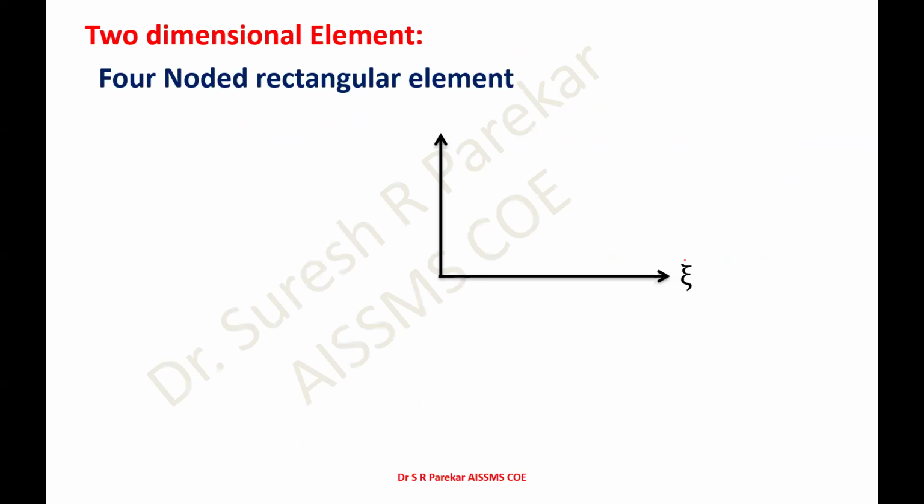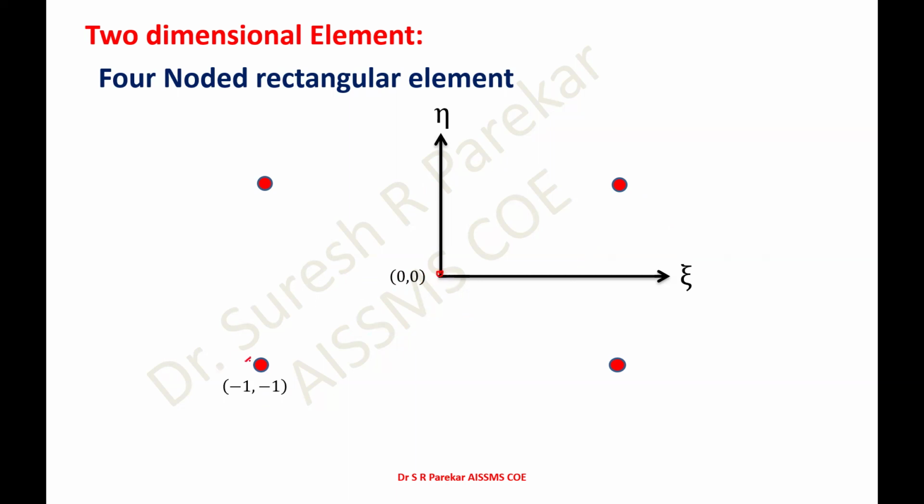Now in this, we are going to consider the zeta and eta axes. So we are considering four nodes. We have the origin at this point, that is 0, 0. Then the four nodes are all at one unit from both axes, that is from the zeta axis and the eta axis.